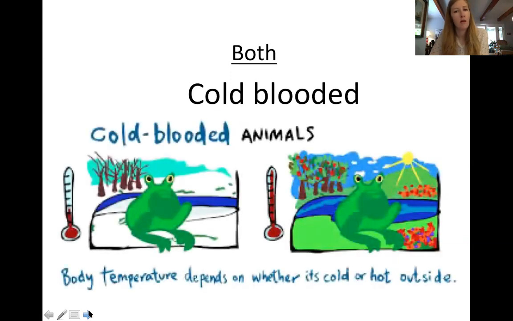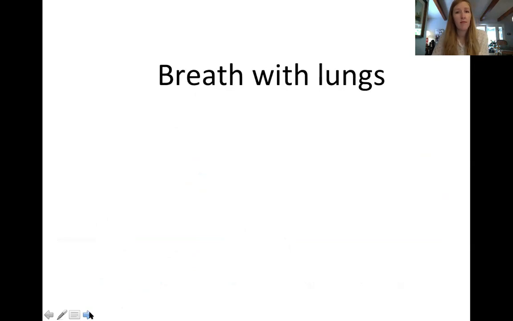Oh, yeah, just a reminder, cold-blooded animals have a body temperature that changes. It depends on whether it's cold or hot outside. If it's cold, the body temperature will go down. If it's hot, the body temperature will go up. When we are warm-blooded, our body temperature stays mostly the same. Even if we're sick and have a fever, it only goes up a few degrees.